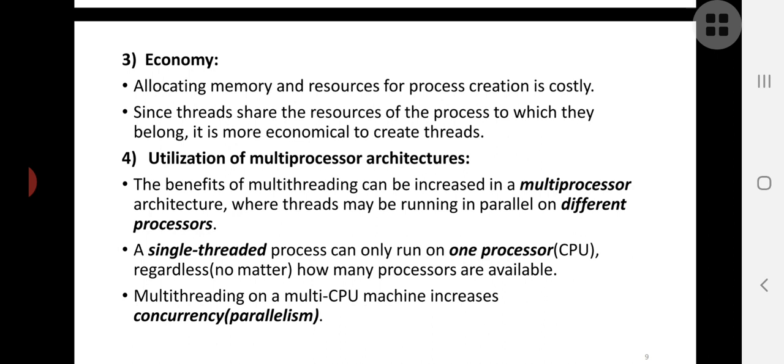So to make best use of multiprocessor architectures, all threads can run on different processors in parallel, and multi-threading on a multiprocessor or multi-CPU machine increases parallelism. So at the same time, multiple tasks can be performed parallelly or concurrently.